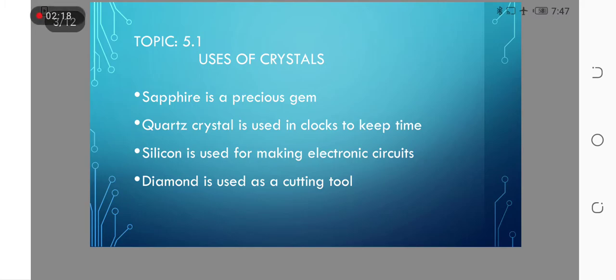Now come towards the uses of crystals. You have seen most of the crystals. The most common crystal that you have ever seen is silicon. Silicon is used for making electronic circuits. The computer is the best example of an electronic circuit that is made from silicon. Sapphire is a precious gem. Quartz crystal is used in clocks to keep time. Diamond is used as a cutting tool. So these are some uses of crystals in our daily life.